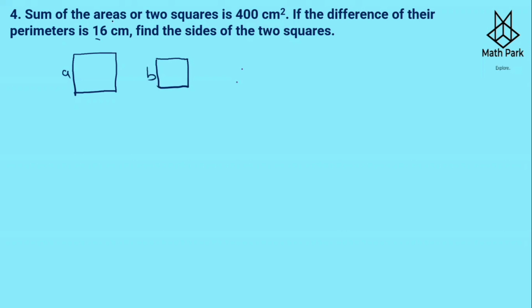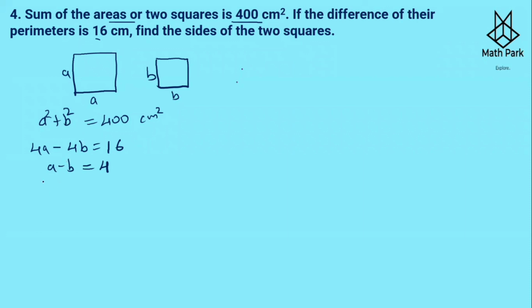Now what is given to you? That the sum of the areas of two squares, that is, you are given A square plus B square. The side square is the area of the square. So A square plus B square is 400 centimeter square. And the difference of their perimeters. So perimeter of the first square is going to be 4A minus perimeter of the second square 4B is equal to 16. So taking 4 common and dividing throughout by 4, you get A minus B is equal to 4.